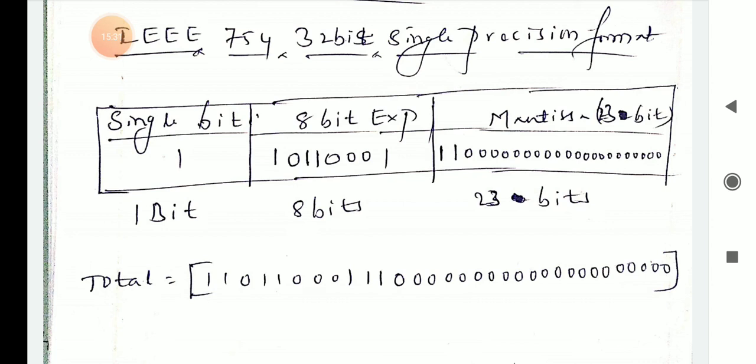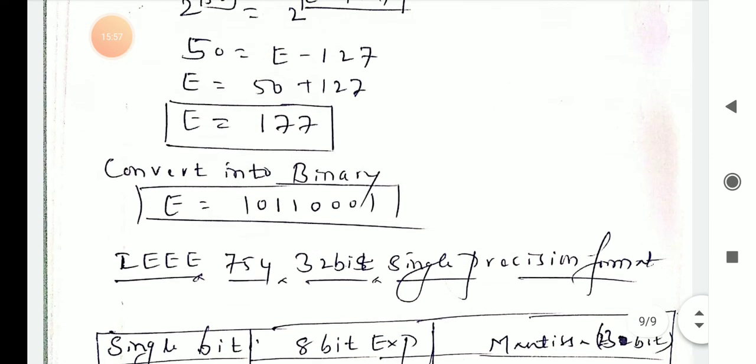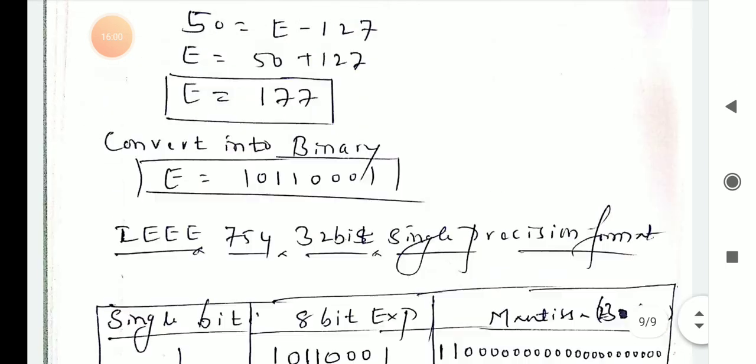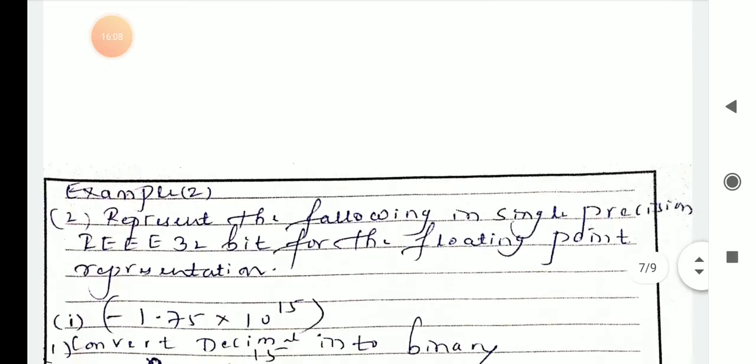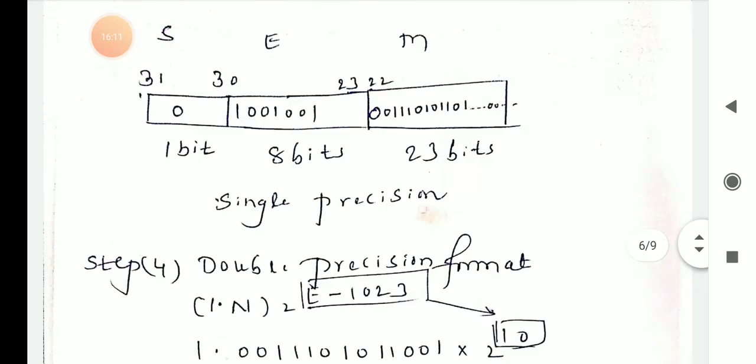In the previous sessions you have seen the arithmetic operations, and in these sessions you have seen the IEEE 754 32-bit and 64-bit single and double precision formats. 32-bit means single precision format, and 64-bit means double precision format. You can consider any one example and follow the steps; you can understand it better in the first example.